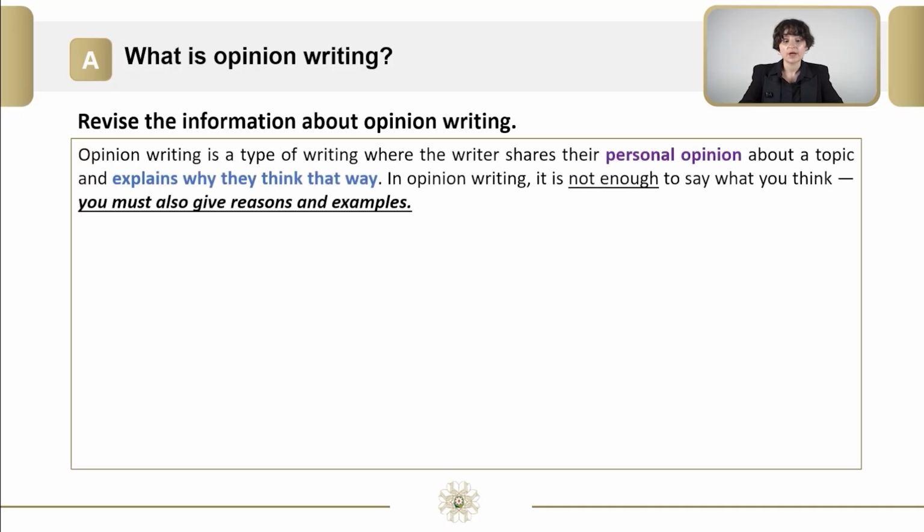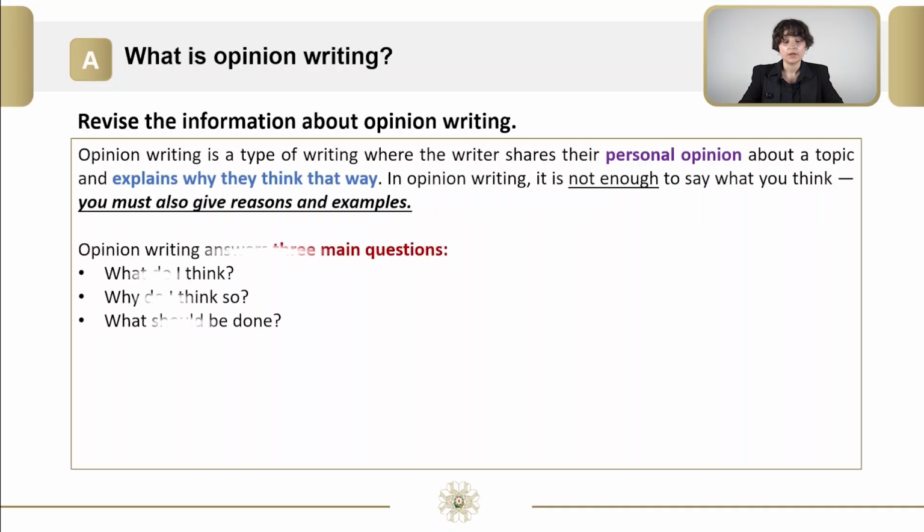Opinion writing is a type of writing where the writer shares their personal opinion about a topic and explains why they think that way. In opinion writing, it is not enough to say what you think. You must also give reasons and examples. It's important to keep in mind that opinion writing answers three main questions. What do I think? Why do I think so? And what should be done?